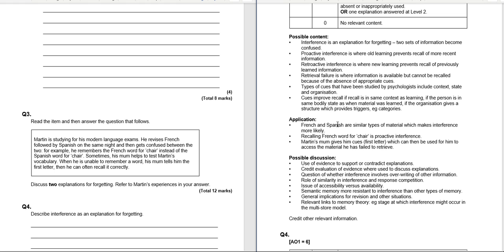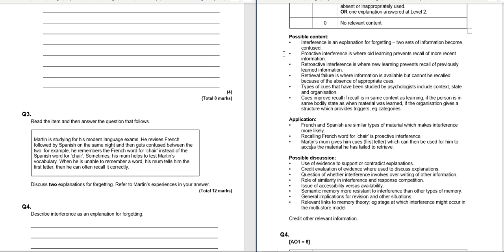I apologise for that. So again, application, French and Spanish are similar, and therefore interference is more likely. When you're learning a second language, interference is always going to be more likely because it's not our first language. So recalling the French word for chair is proactive interference. So you could give some examples there. Martin's mum gives him cues, the first letter, which can then be used for him to access the material he's failed to retrieve.